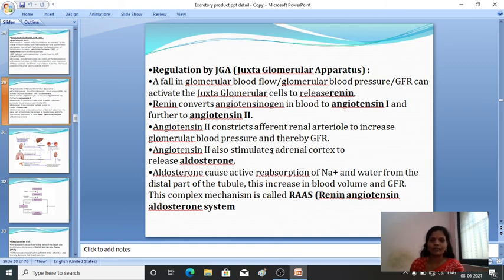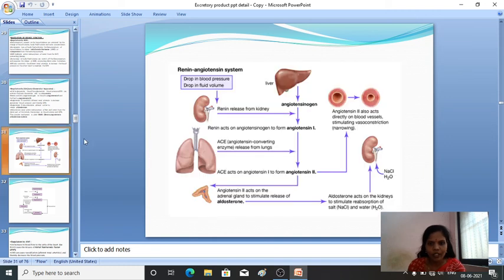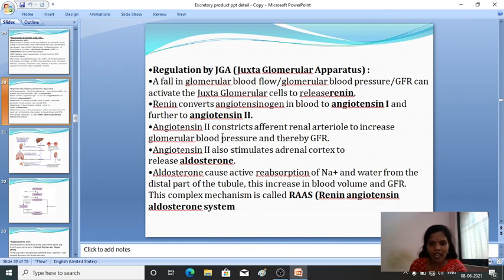It stimulates the adrenal cortex to release the aldosterone. Then this aldosterone, what will it do? It causes an active reabsorption of sodium and water from the distal part of the tubules. This increases the blood volume and the glomerular filtration rate. This complex mechanism we commonly call RAAS, that is renin angiotensin aldosterone system.